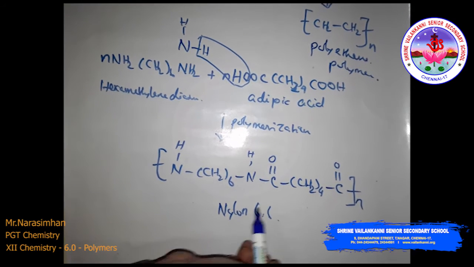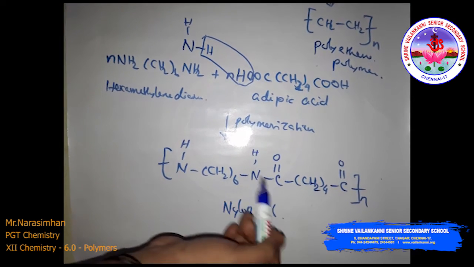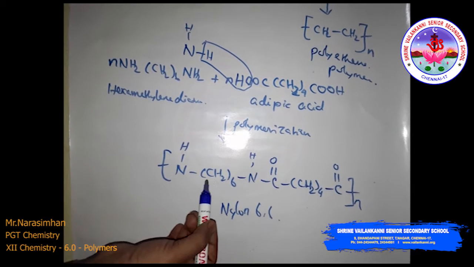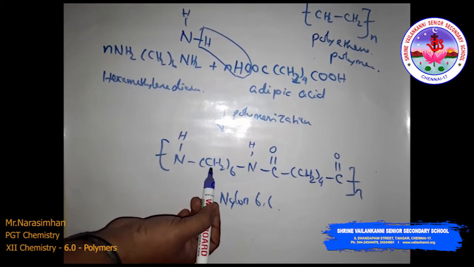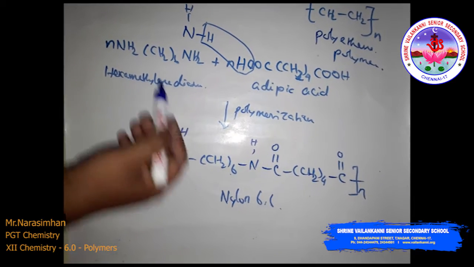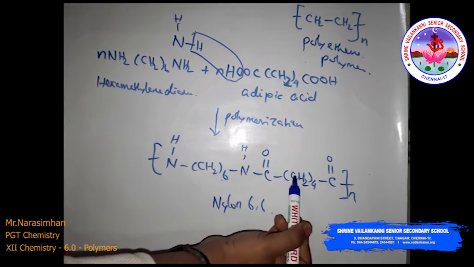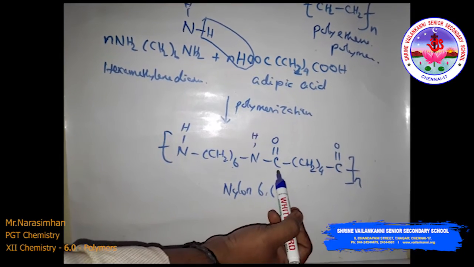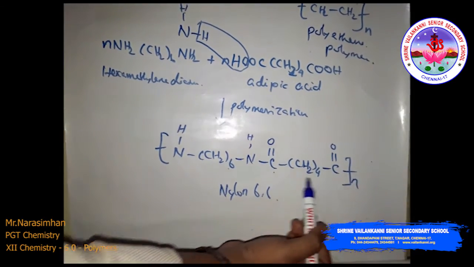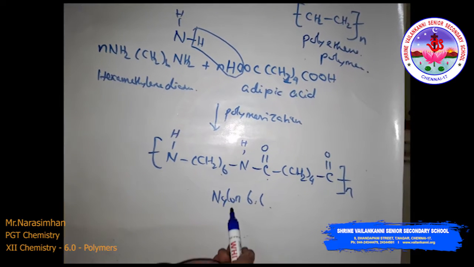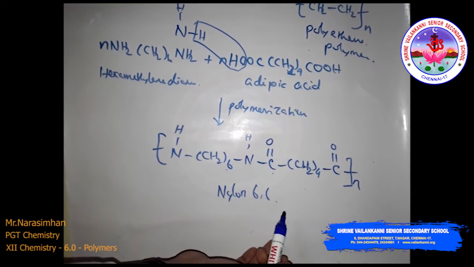Why nylon 6,6? You have to count the number of carbon atoms in this unit. Look here: (CH2)6 gives 6 carbon atoms from hexamethylene diamine, and (CH2)4 gives 4 carbon atoms, plus 1 is 5, plus 1 is 6. So totally 6 carbon atoms from adipic acid. That is why the name is nylon 6,6. Okay, students.